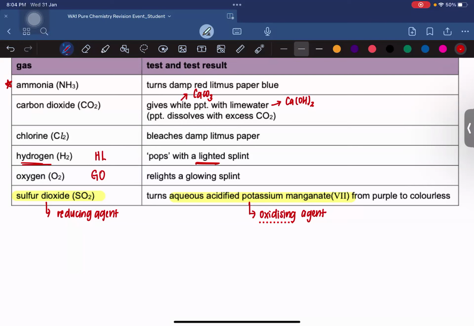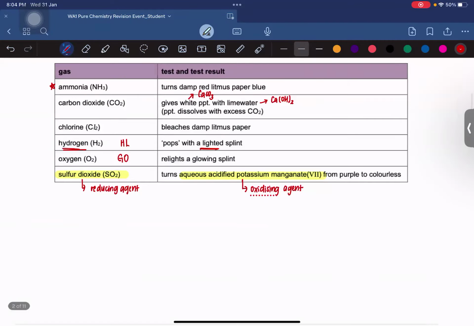Understand? No more writing milky color or you are not P6s. Your answer needs to be a little bit more sophisticated. Understand? Okay. Or what? Lime water turns chalky or cloudy. Those are what they write in primary school. Okay, so those are the tests for gases.